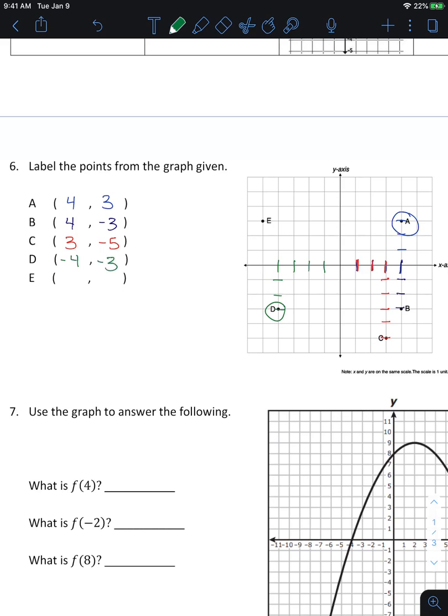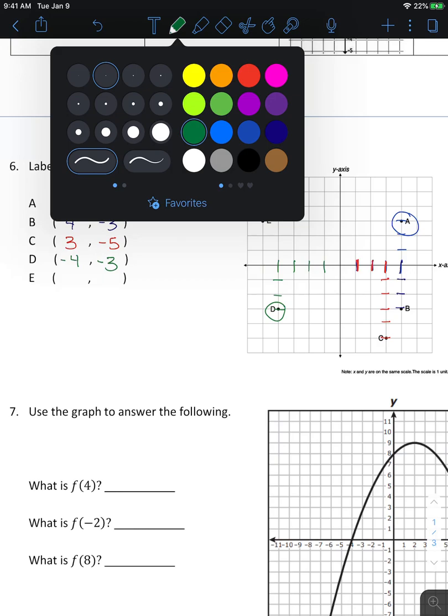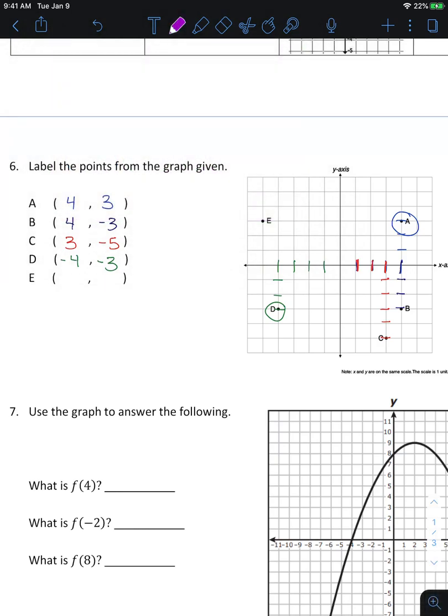-3. And last but not least, let's go with purple. Okay, letter E. Letter E, we're going over 1, 2, 3, 4, 5 in the negative direction. -5. And it goes up 1, 2, 3.